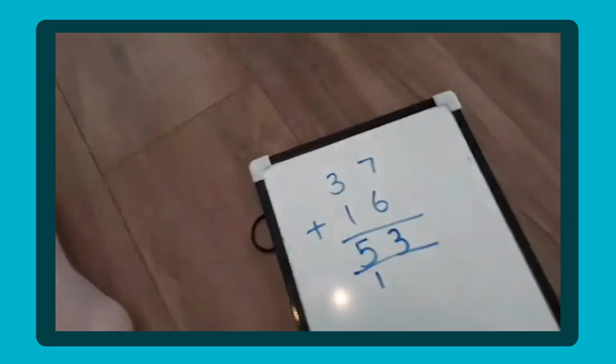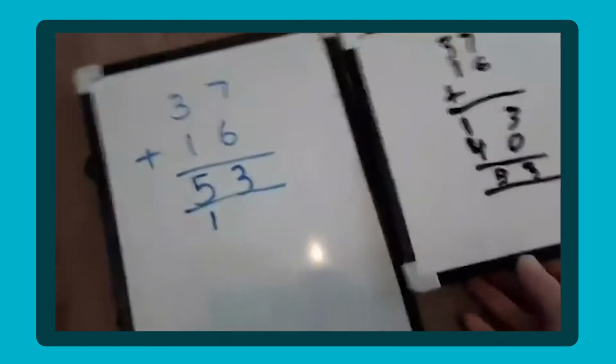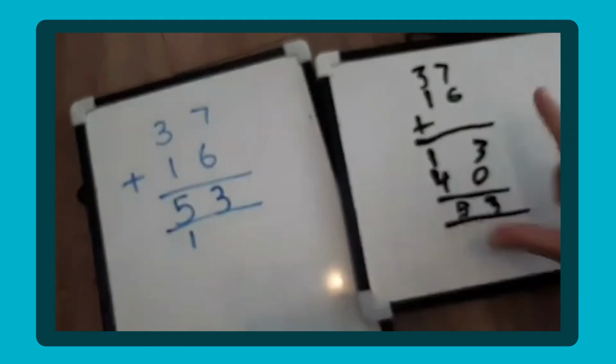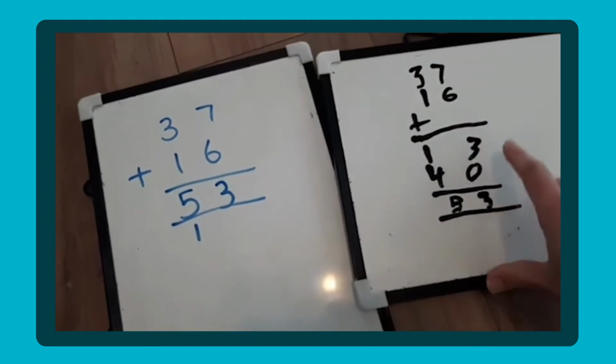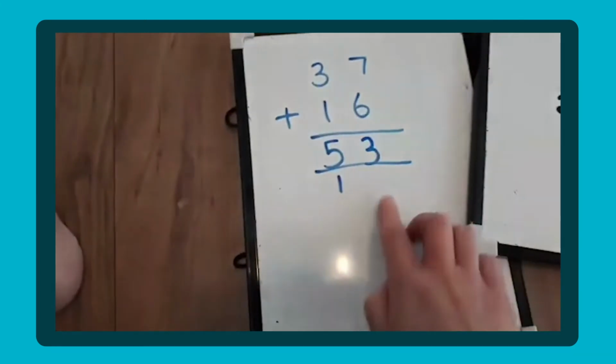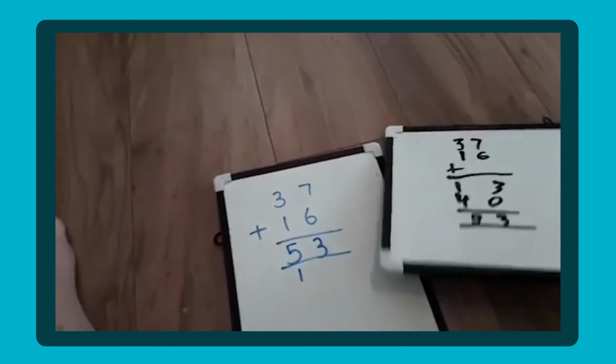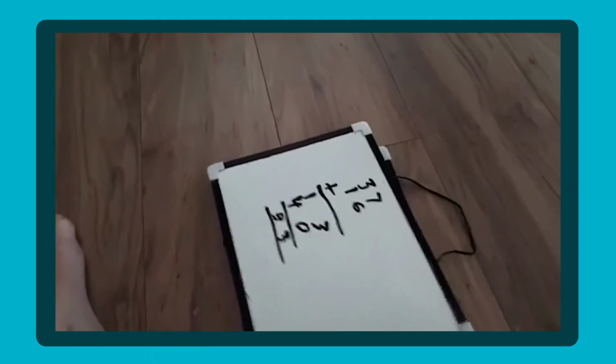Can I borrow your whiteboard, Noah, so we can put them side by side and have a look at them. So Noah's done an expanded method where he's added his ones up first, then his tens, and then he's added them all together, whereas I've done this method here, which is more compact. Now, Gabriel, I think it's your turn to have a go, isn't it?